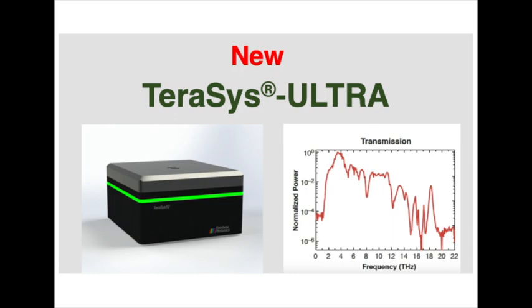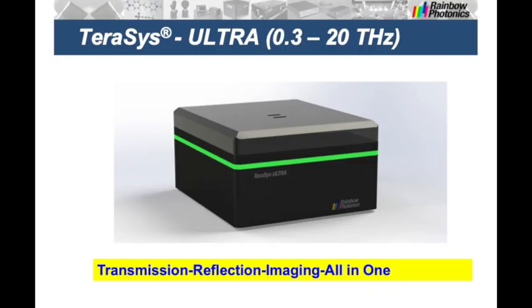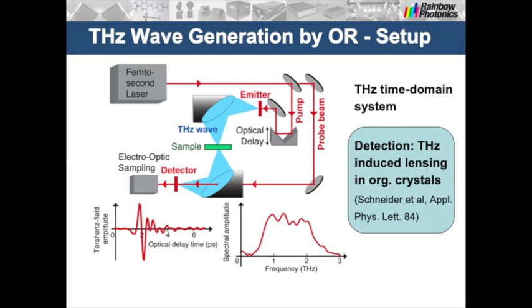that validate its performance. The TeraSys Ultra is a terahertz spectrometer that measures the optical properties of samples in the frequency range from 0.3 to 20 terahertz. It features measurements done in transmission, reflection, and imaging. Transmission and reflection can be done as well as 2D imaging of samples. The special feature of this time domain spectrometer is the use of our in-house grown organic nonlinear optical crystals with highest optical nonlinearities to generate and detect terahertz radiation very efficiently.